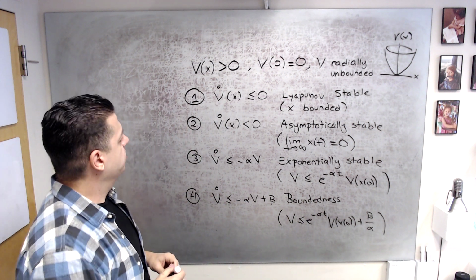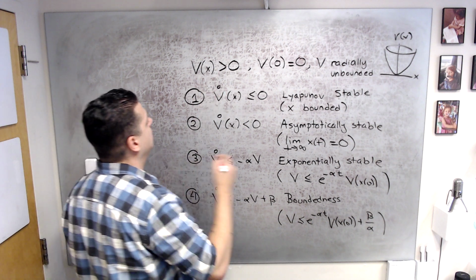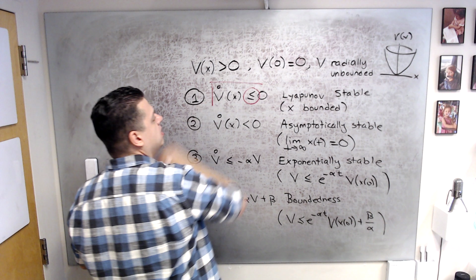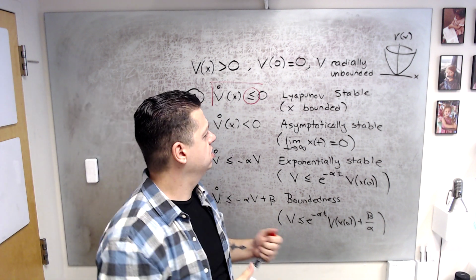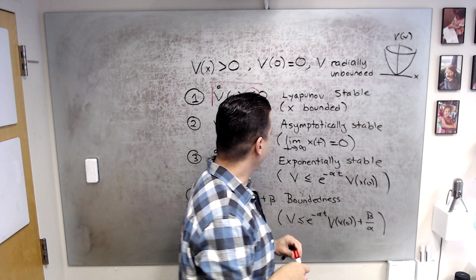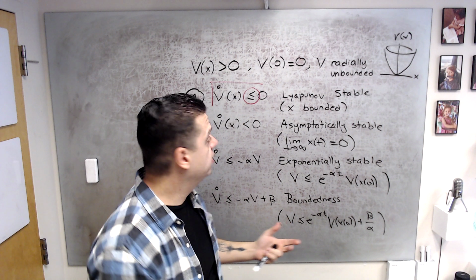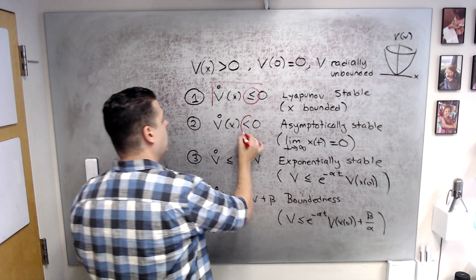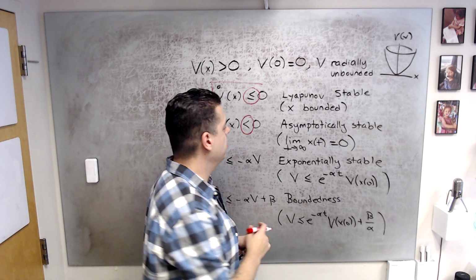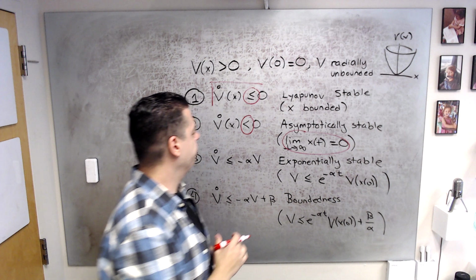All right, basics. So when you have a positive definite energy function, let's say you are differentiating it, if you have this, then this means your system is Lyapunov stable or global Lyapunov stable, meaning that your trajectories are bounded. They won't diverge to infinity. If you have this sign, when you take the derivative, you have an asymptotically stable system, meaning that as t goes to infinity, x goes to zero.